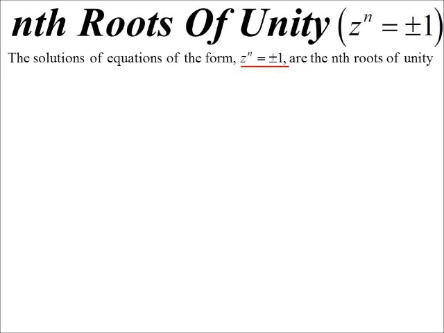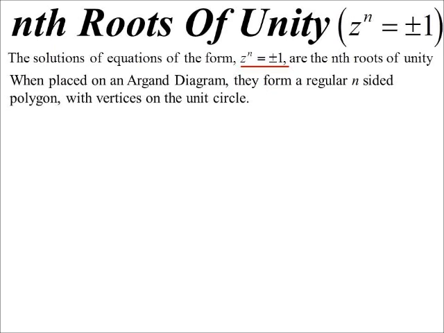All right, the last thing we need to look at is this thing called roots of unity. So basically we're talking about z to the power of n plus or minus 1. Most of the time it'll be plus 1 we look at. So any equation in that form, we call the nth roots of unity. Now, if you were to plot them on an Argand diagram, they'd all sit on the unit circle because the modulus would end up being 1.